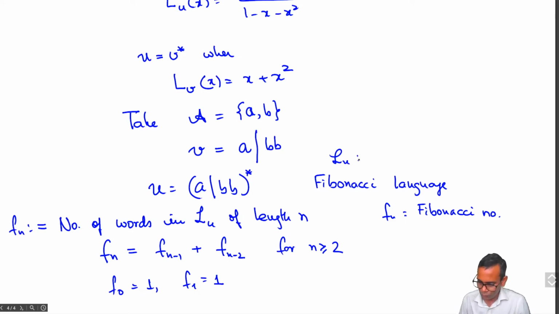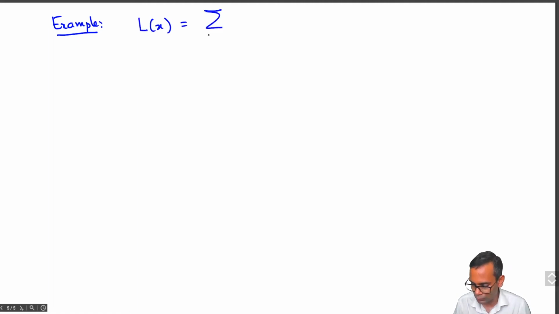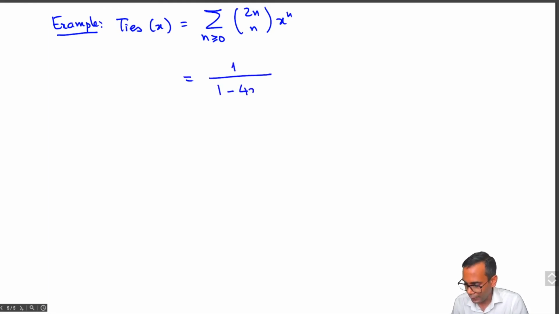Now let's look at one more example. Suppose I have a language with generating function L(x) equals the sum over n greater than or equal to 0 of (2n choose n) x^n. Why call it L(x)? We already have a name for this. This is called Ties of x. So if you think about it, this is nothing but 1 over (1 minus 4x) to the power half, right?